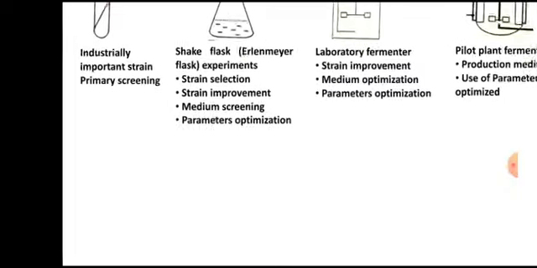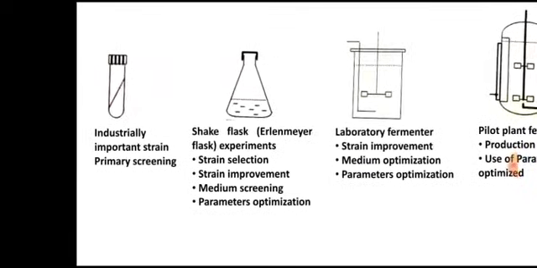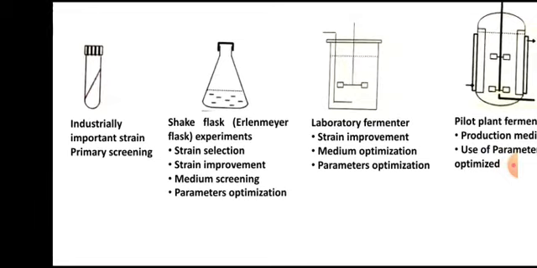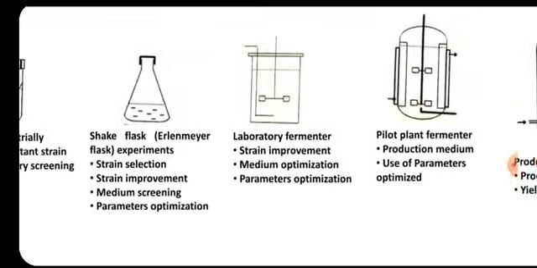This is again a diagrammatic representation of the levels of fermentation and what studies are carried out at each level. There is an industrially important strain, primary screening, then secondary screening, and shake flask experiments, where strain selection and improvement studies are done, medium screening is done, and parameter optimization is done.